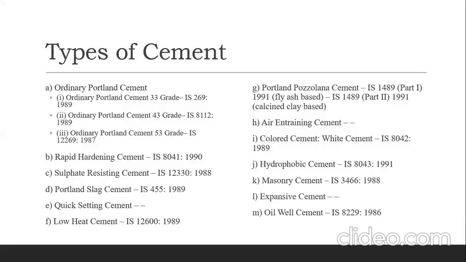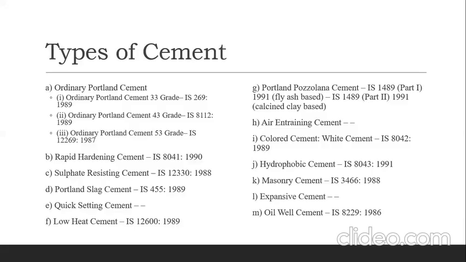So first one is ordinary Portland cement. Second one is rapid hardening cement. Then sulfate resisting cement, Portland slag cement, quick setting cement, low heat cement, Portland pozzolana cement, air entraining cement, colored cement, that is nothing but white cement, then hydrophobic cement, masonry cement, expansive cement, and finally oil well cement.